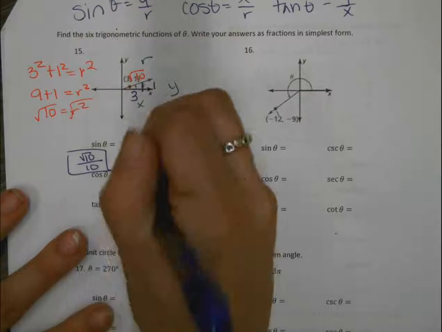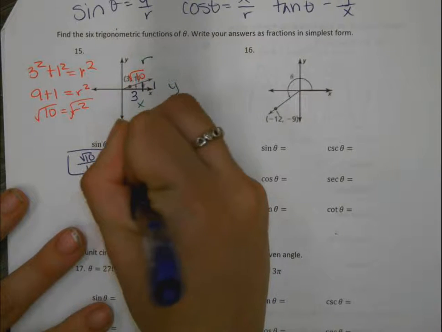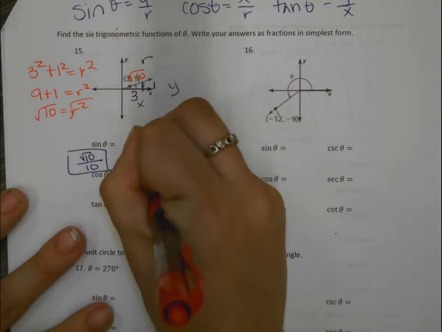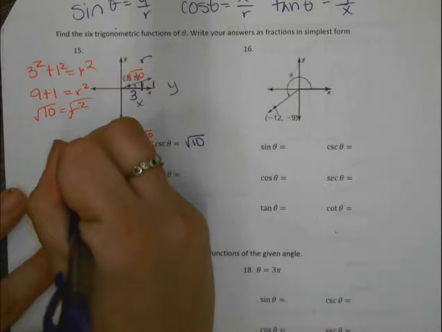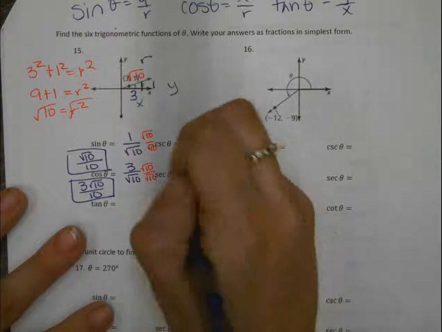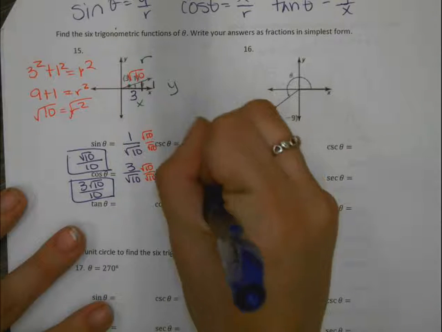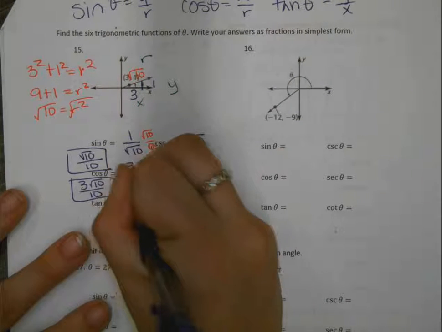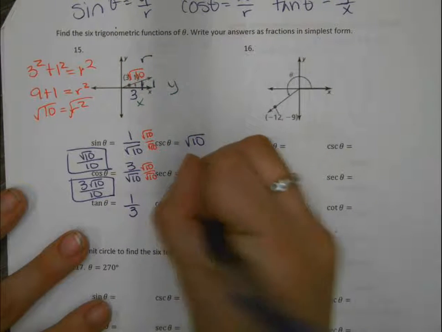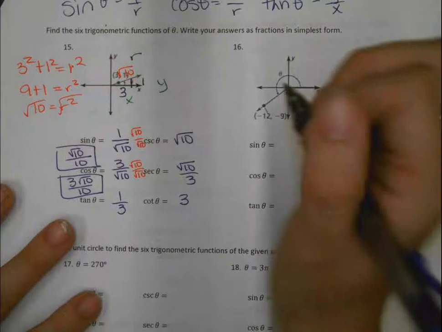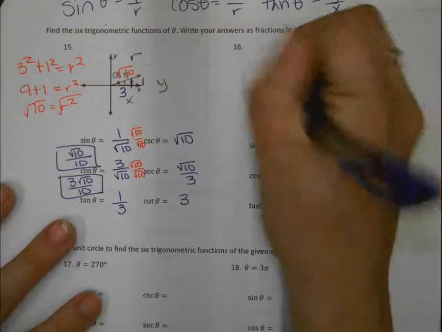Cosine is x over r, so 3 over square root of 10. Same thing like sine, I'm going to multiply by square root of 10 on the top and bottom, and it's going to turn into 3 square root of 10 over 10. Secant flips, so this time I have square root of 10 over 3. Tangent is y over x, so 1 over 3. Cotangent flips that, which is just 3, or 3 over 1.